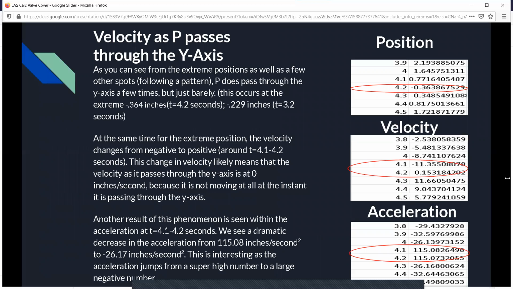Velocity as P passes through the y-axis. As you can see from the extreme positions as well as a few other spots following a pattern, P does pass through the y-axis a few times, but just barely.